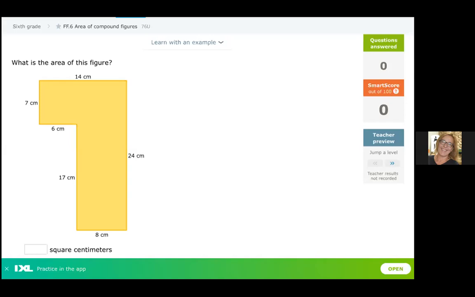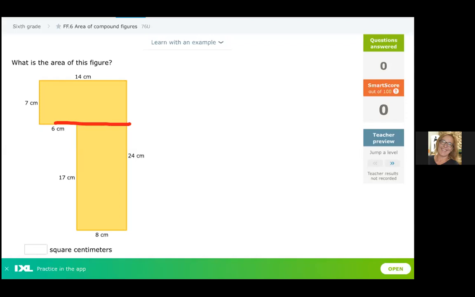So the first thing you need to do is think about what you see here. This could be broken into two rectangles. And I could do it by drawing a line. Let's see if I can make this work. I'm going to get this to work right there. So now we have two rectangles.